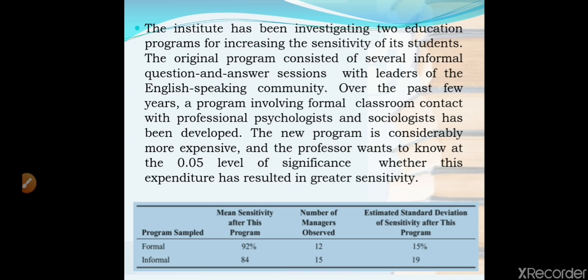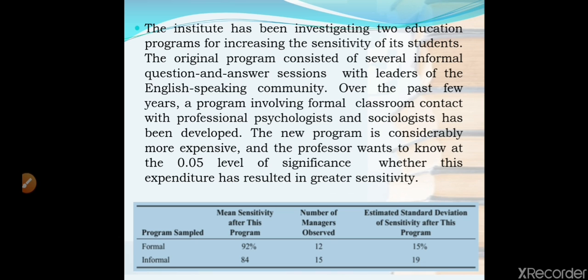So for that, we take an example. The institute has been investigating two education programs for increasing the sensitivity of its students. The original program consisted of several informal question and answer sessions with leaders of the English-speaking community. Over the past few years, a program involving formal classroom contact with professional psychologists and sociologists has been developed. The new program is considerably more expensive, and the professor wants to know at the 0.05 level of significance whether this expenditure has resulted in greater sensitivity.